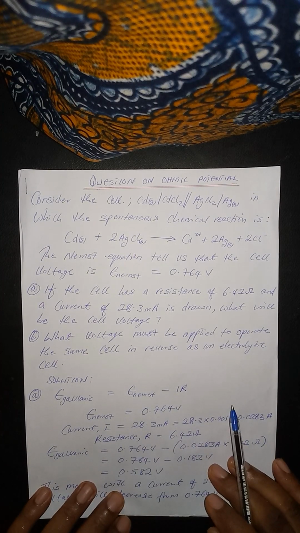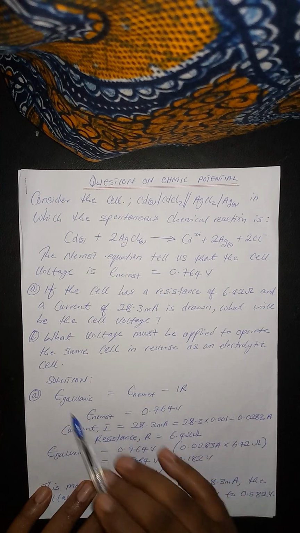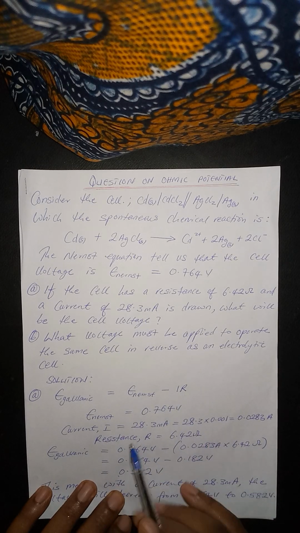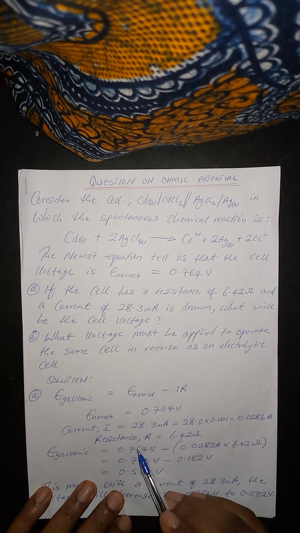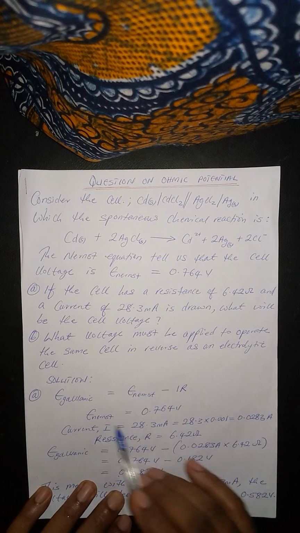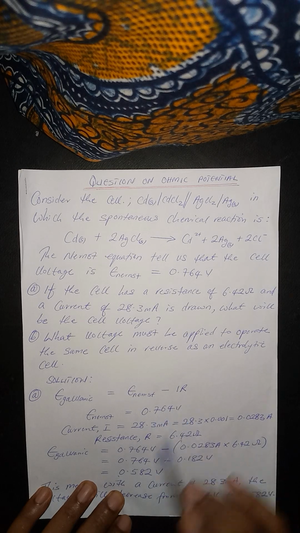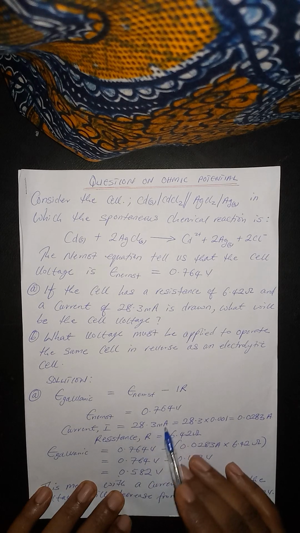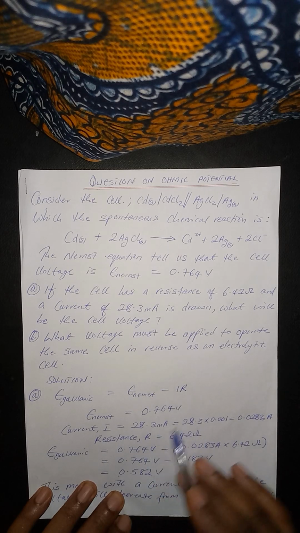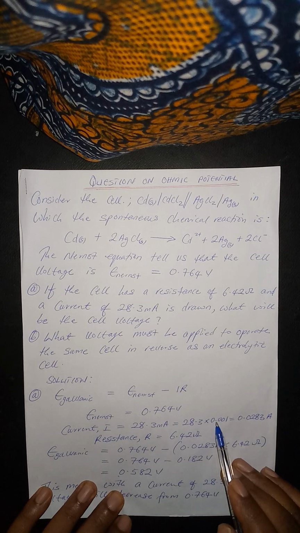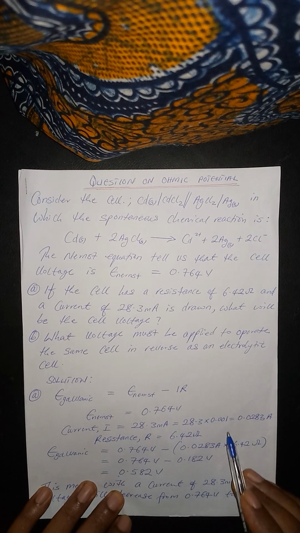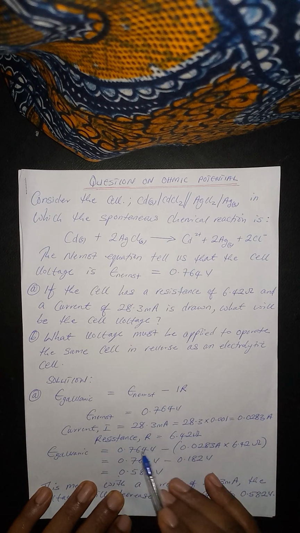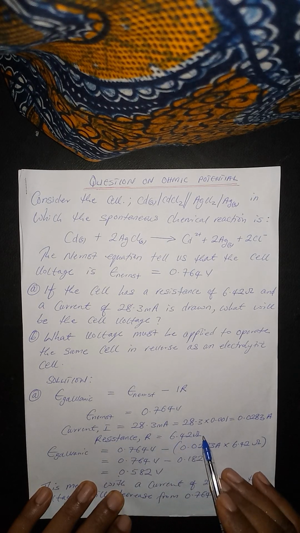Solution. To solve this problem, first recall the formula E galvanic equal to E next minus IR. Then write out all the parameters given in the question, which is E next equal to 0.764 volts, current equal to 28.3 milliampere. Then you convert from milliampere to ampere, which will be 28.3 times 0.001. Then you now have 0.0283 ampere. Then the resistance is equal to 6.42 ohms.